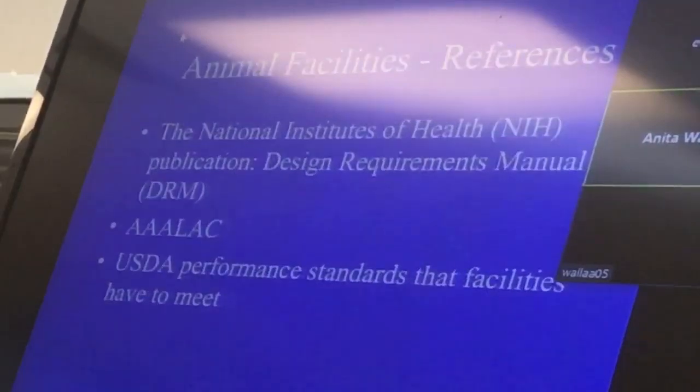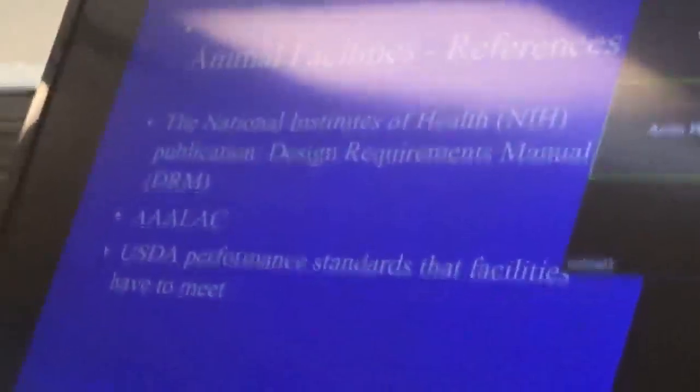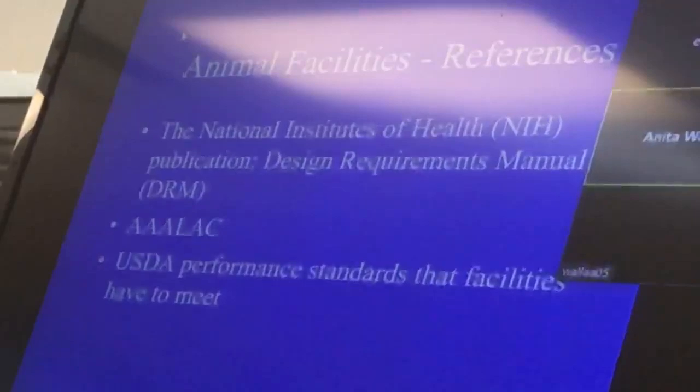And these are just some references for those of you who might want to do some further reading on this. The National Institutes of Health has a document called the Design Requirements Manual, DRM. One thing about the DRM, it is not a document that I would suggest someone who's building a private practice facility look at, other than to just get some ideas, because design standards in the DRM are very stringent. Keep that in mind if you're going to look at that document.